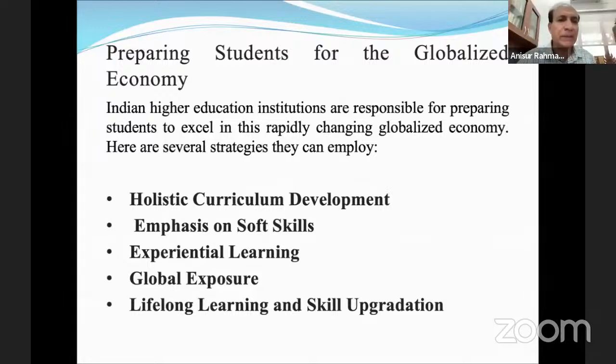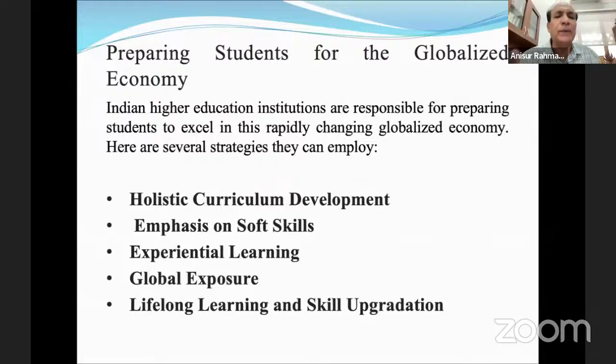Okay. So I think later on we will open for debate and discussion. So just have a look: holistic curriculum development, emphasis on soft skills, entrepreneurial learning, and then global exposure, lifelong learning. If you see these five or six points, I think they are very important, and this task is for all of us.